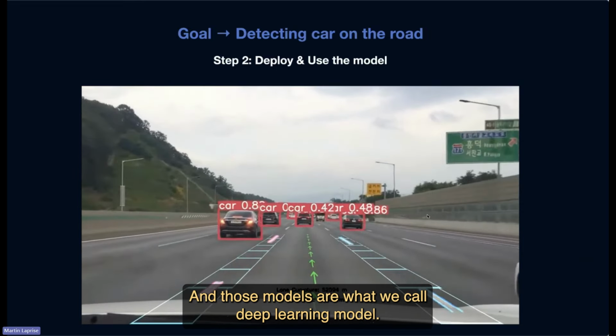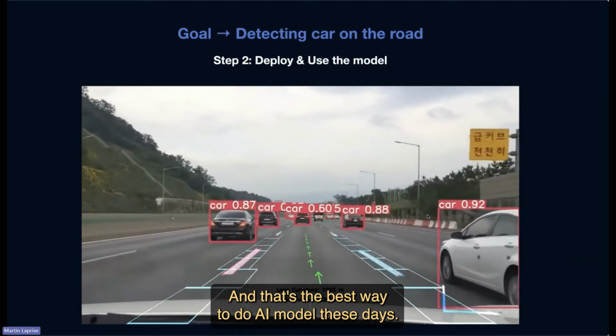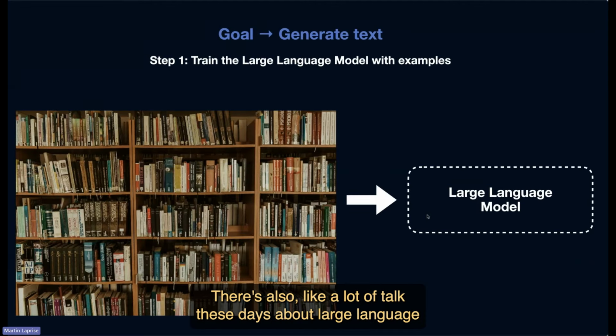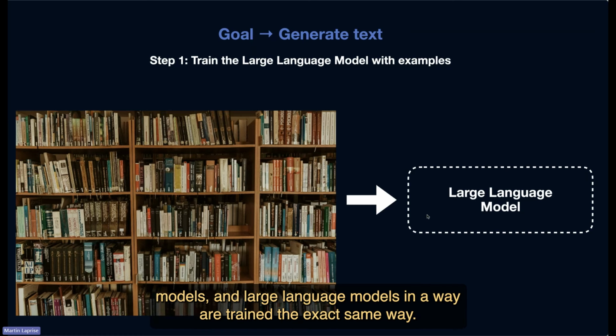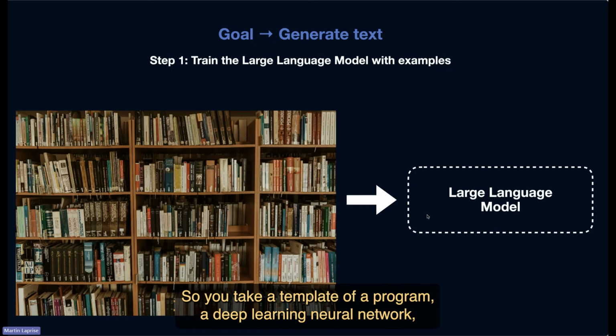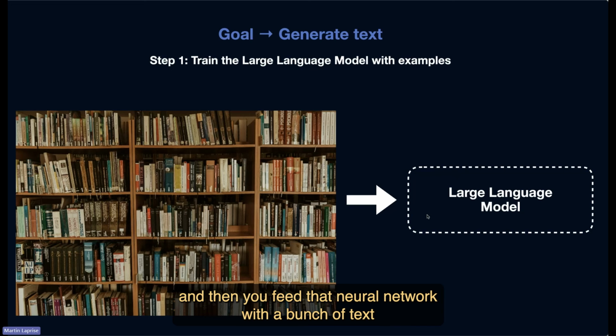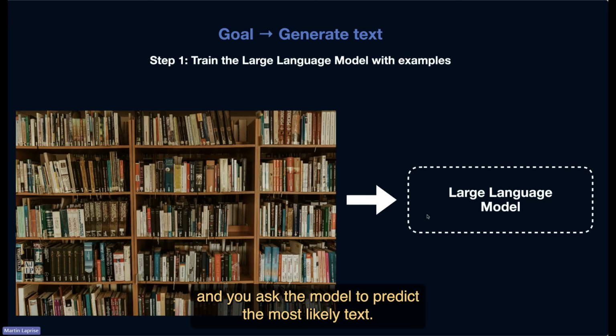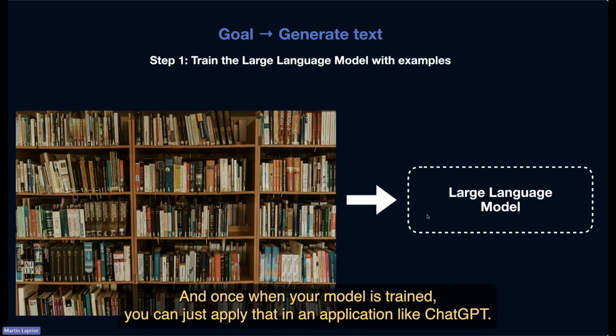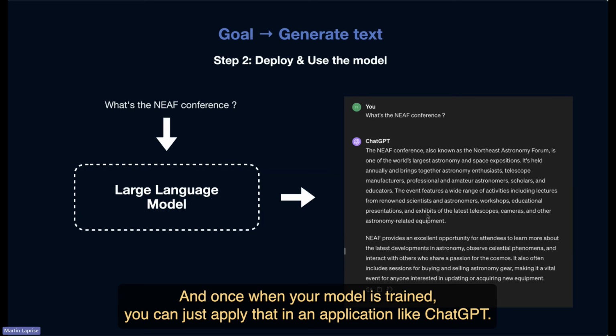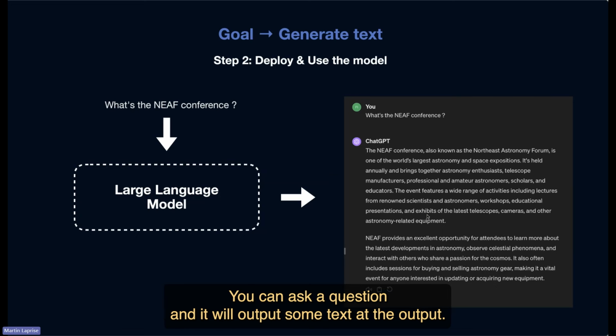So that's pretty much the most popular AI model that runs these days. And those models are what we call deep learning models, and that's the best way to do AI models these days. There's also a lot of talk these days about large language models, and large language models in a way are trained the exact same way. So you take a template of a program, a deep learning neural network, and then you feed that neural network with a bunch of text, and you ask the model to predict the most likely text given a specific context or prompt. And when your model is trained, you can just deploy that in an application like ChatGPT. You can ask a question and it will output some text.